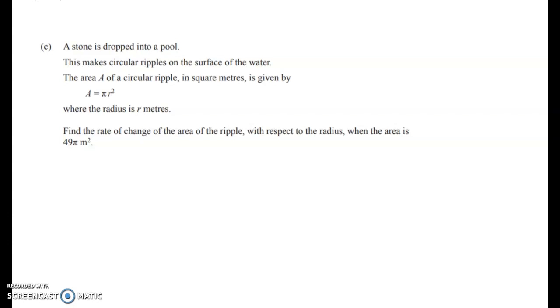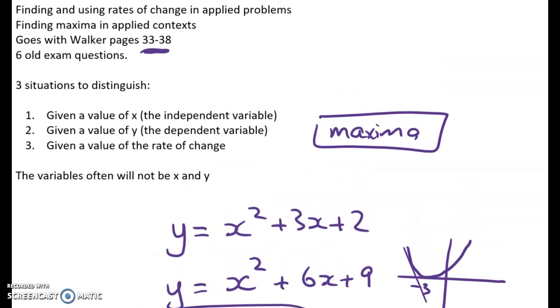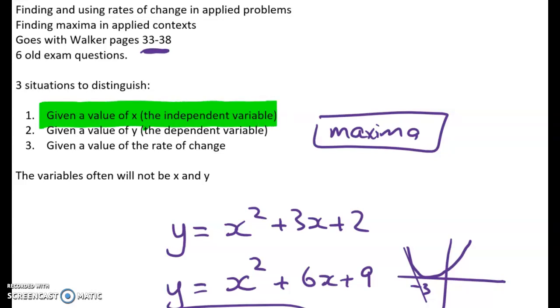Okay, so just jumping back to the first slide, we're starting to get the idea of what these 3 situations are. The first one that we just did was the easiest. It's when we're given a value of the independent variable, right? So in that one there, we were told work out the rate of change when t equals 5.